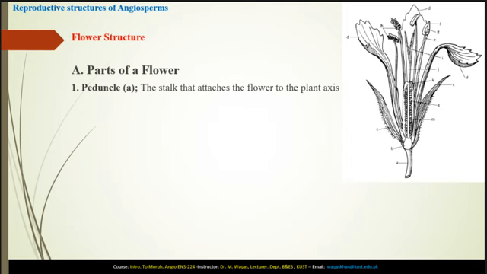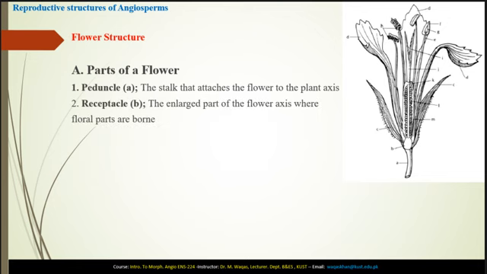A pedicel is the stalk of a single flower, right? Meaning either a single flower is attached or a cluster of flowers, and a cluster of flowers, as you know, is called an inflorescence, with many pedicels attached to the peduncle. After the peduncle, the second part is the receptacle. This is the receptacle, you can see, right? The enlarged part of the flower axis where all floral parts, sepal, stamen, carpel, etc. are borne.